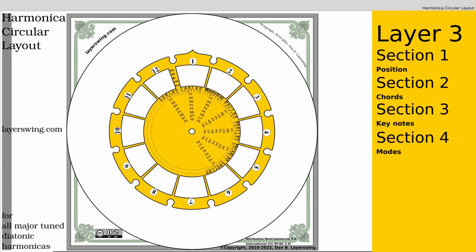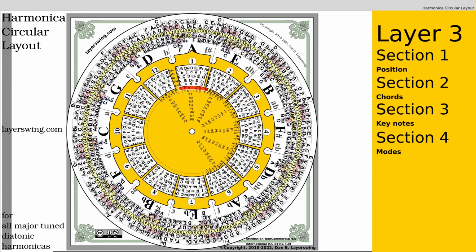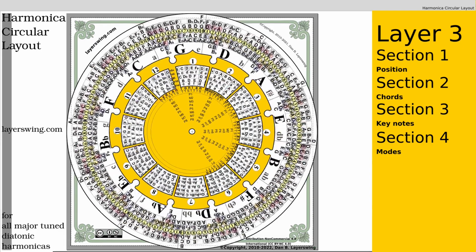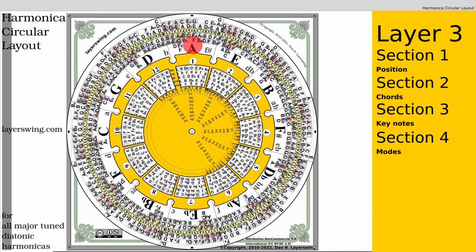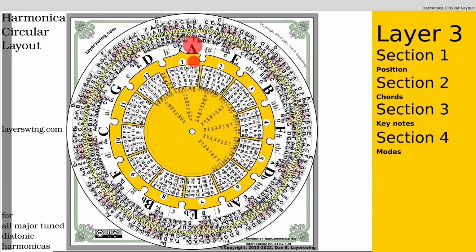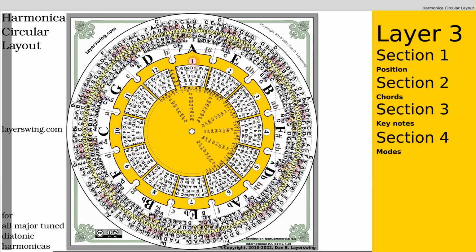Layer 3, Section 4, Modes. Contains the modes for 6 positions for each harmonica: Ionian, Mixolydian, Dorian, Aeolian, Phrygian, Locrian, Lydian. Usage. Select the key of the harmonica you are using. Set number 1 to that key. Read the mode for the position you will play.